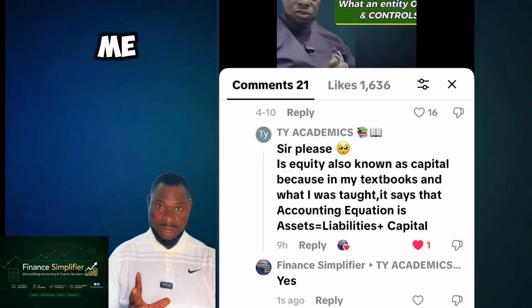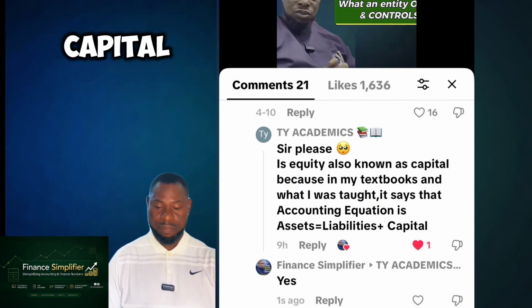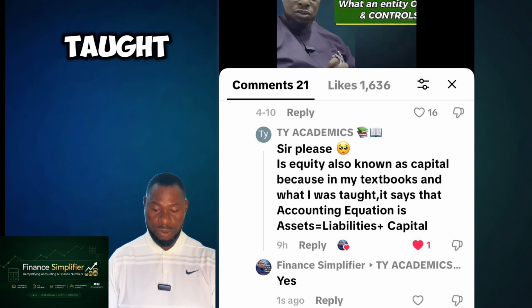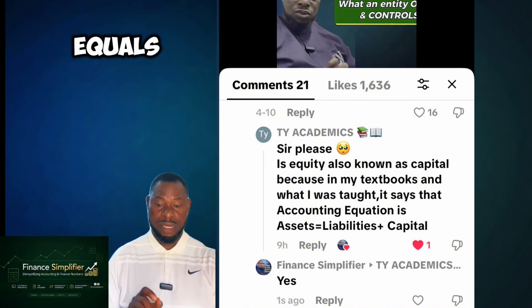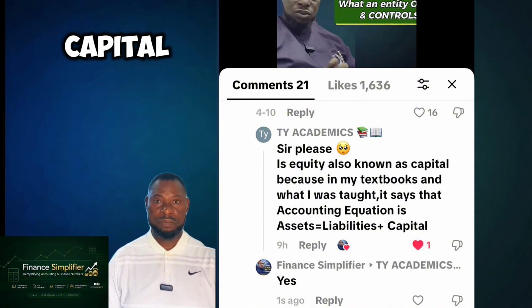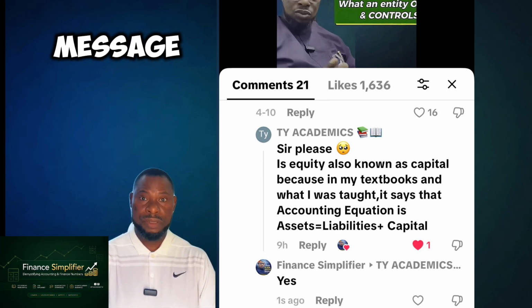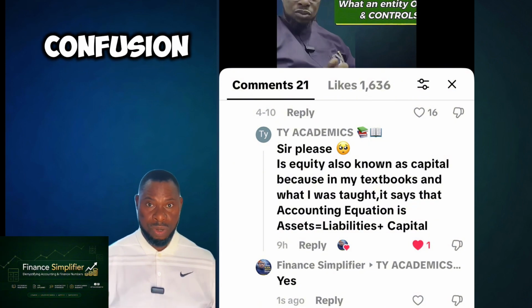Okay, someone sent me this message. "Please, is equity also known as capital? Because in my textbooks and what I was taught, it says that the accounting equation is asset equals liabilities plus capital." If you are also as confused as the person who sent this message, I want to tell you that you're not alone, and I understand where your confusion comes from.